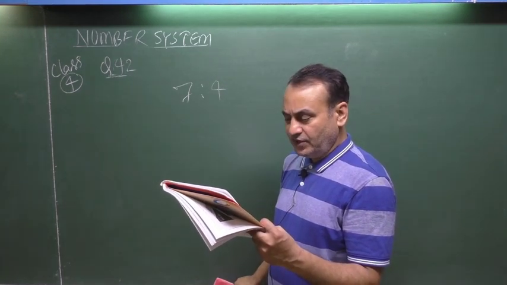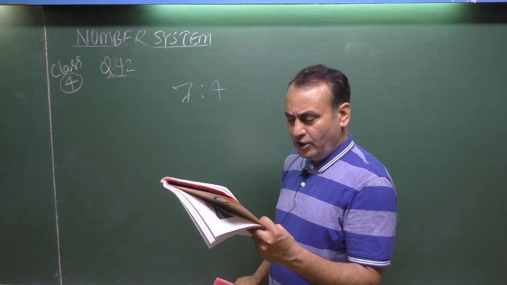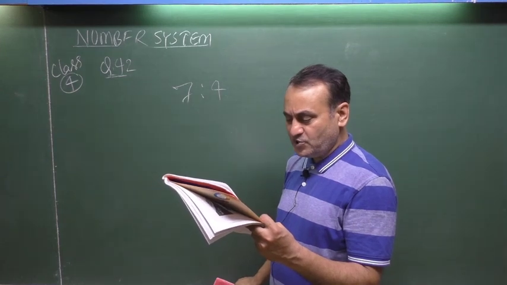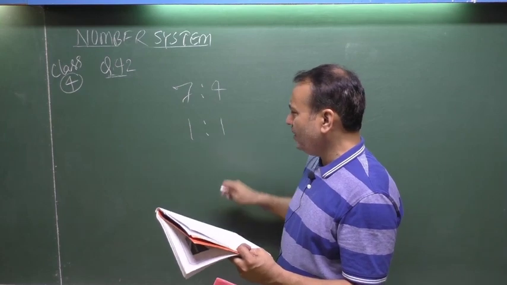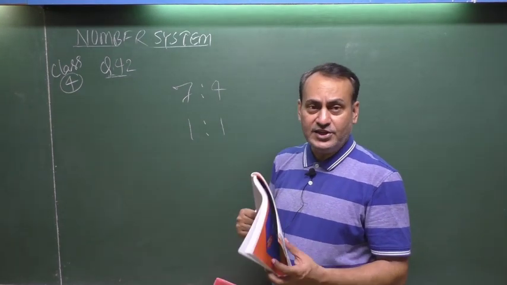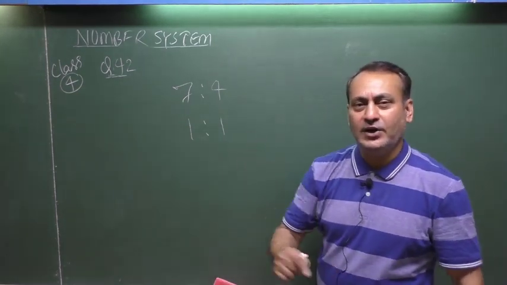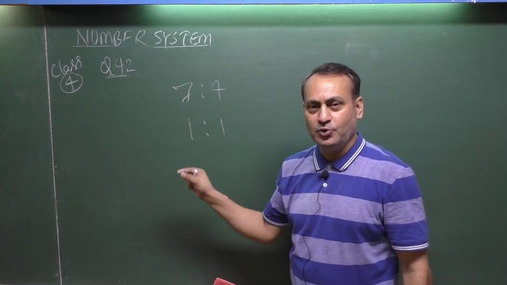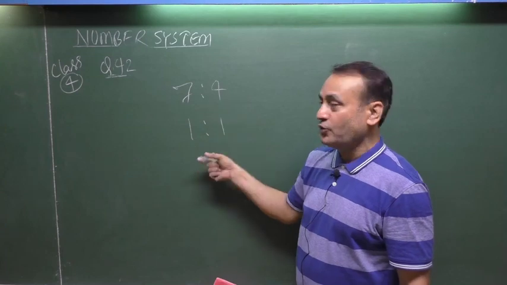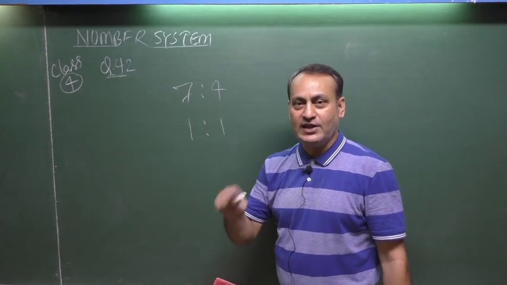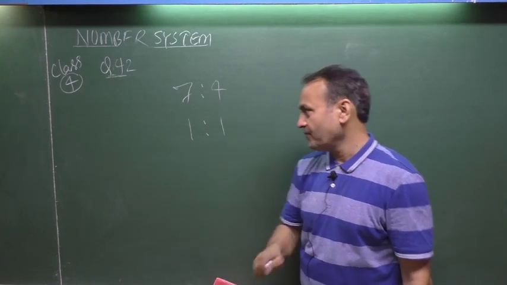The sum of the numbers is 132. What number must be added to the smaller number so that the ratio becomes 1:1? See here. The question says 2 numbers are in the ratio 7:4 and the sum total of the numbers is 132. What number must be added to the smaller number in order to make the ratio 7:4 to 1:1? This is your question.